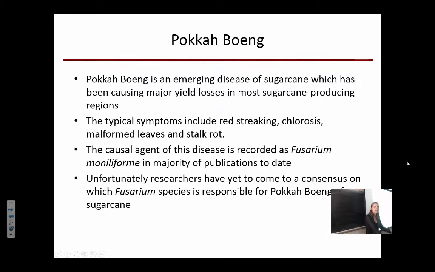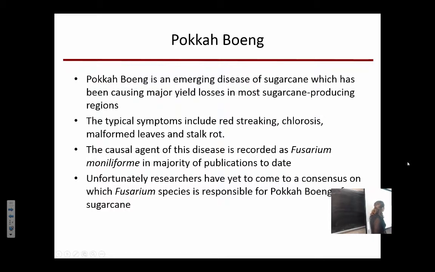So Pokkah Boeng disease is an emerging disease of sugarcane which has been causing major yield losses in most sugarcane producing regions around the world. It's predominant in Southeast Asia. It has made a presence here in the United States as well as the Latin American region. However, it is not responsible for causing major yield losses like what has been seen in Southeast Asia. And like I had said, the typical symptoms include these malformed leaves and stalk rot. It also includes red streaking and chlorosis.